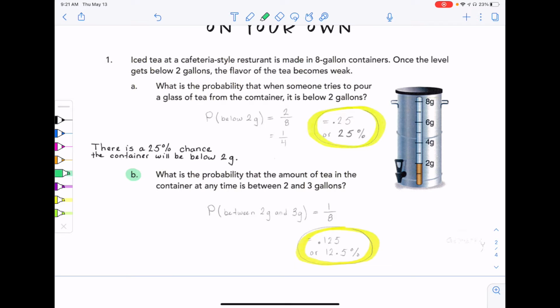And for part B, what is the probability that the amount of tea in the container at any time is between 2 and 3 gallons? So between 2 and 3 is located here on the number line. That would only be 1 out of 8 gallons that could potentially fit in the holder. So 1 out of 8 is 12.5%. So you have a 12.5% chance that when you go to pour a glass of tea, there's between 2 and 3 gallons left in the container.